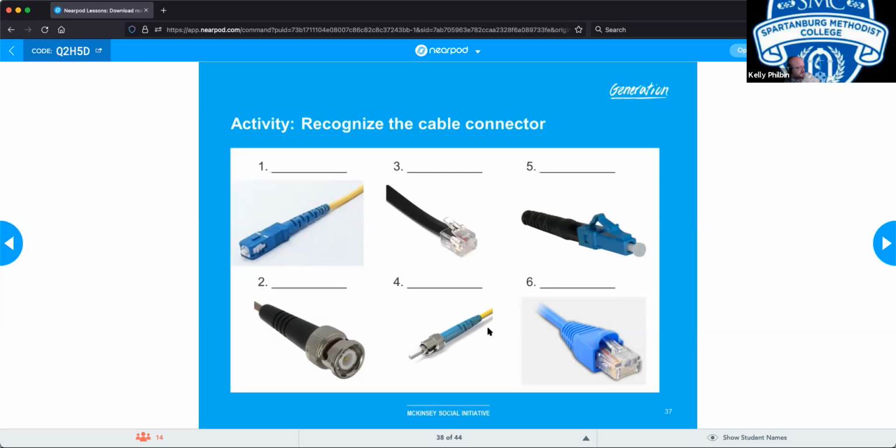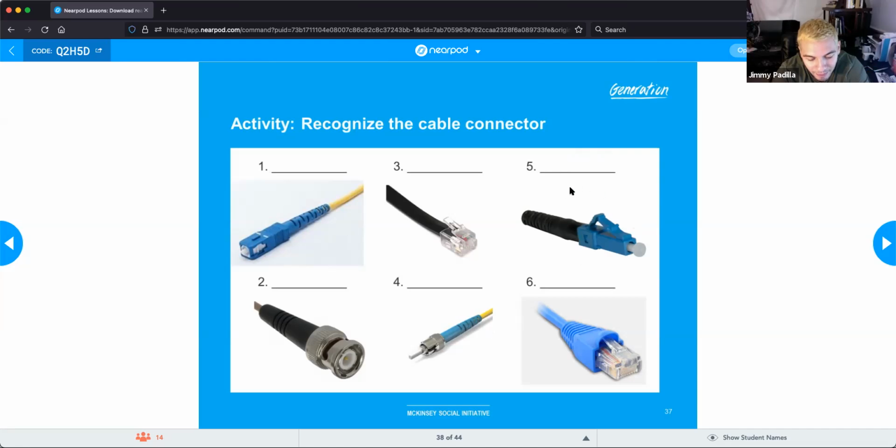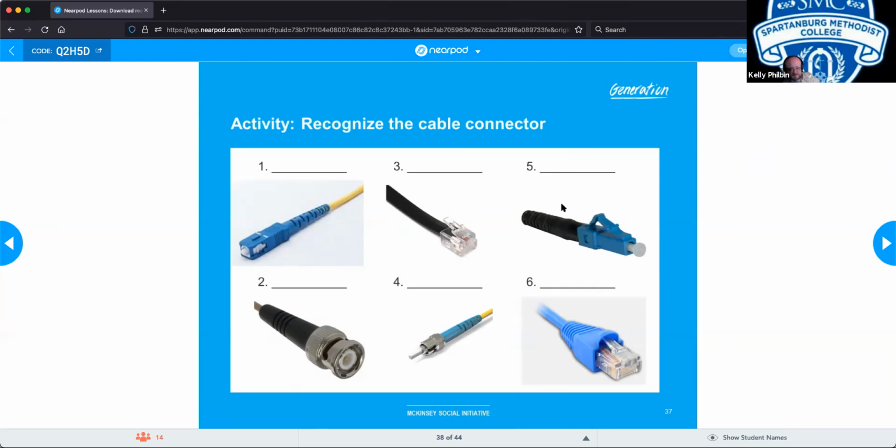Kaylin, can you give us number 5, please? Right here. You are correct, Kaylin. The Lucent connector makes that nice little L with the tab right there. See a little L? So good job.